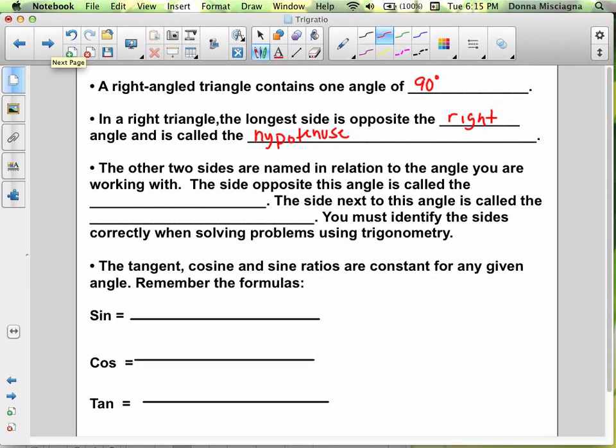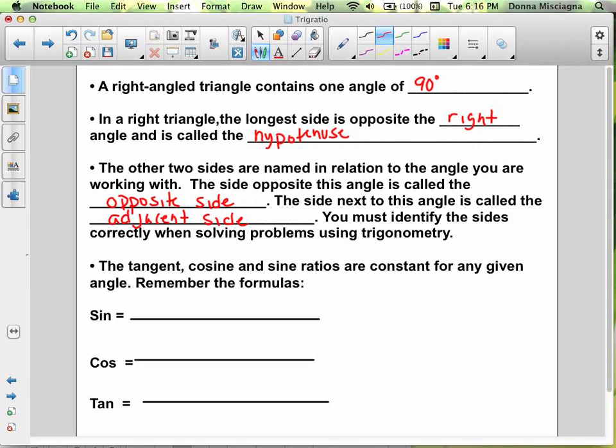The other two sides are named in relation to the angle you are working with. The side opposite this angle is called the, and I hope you figured out, the opposite side. The side next to this angle is called the adjacent side. That's what adjacent means, next to. You must identify these sides correctly when solving problems using trigonometry. The tangent, cosine, and sine ratios are constant for any given angle.